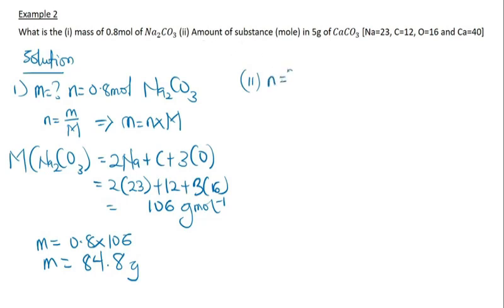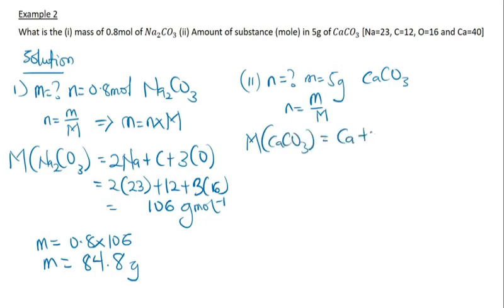So we are to find the mole, given that we have the mass as 5 grams and our compound is calcium carbonate. Like we did before, we have to find the mole, and we know mole is mass over molar mass. The same way, we do not have the molar mass, so we need to calculate the molar mass of calcium carbonate.